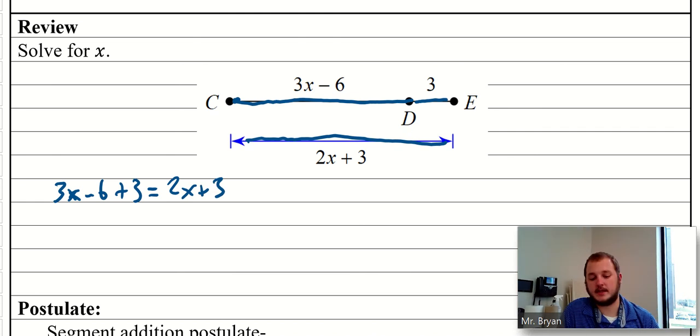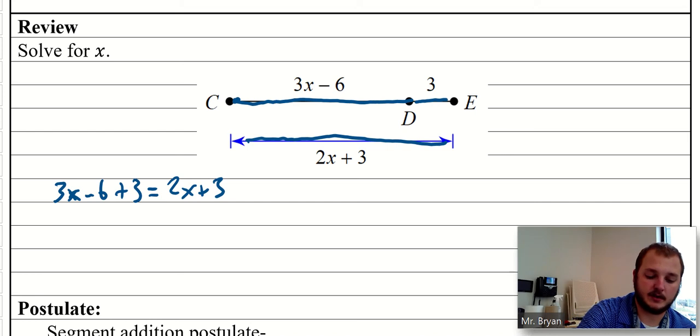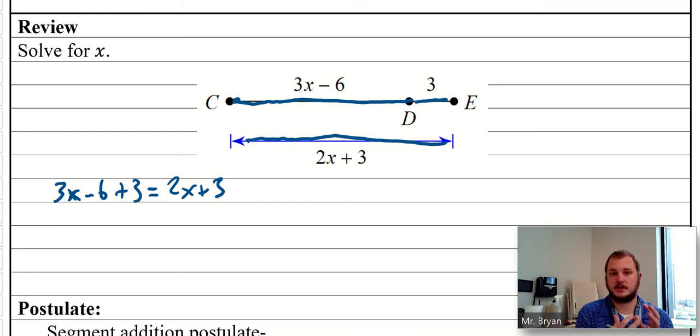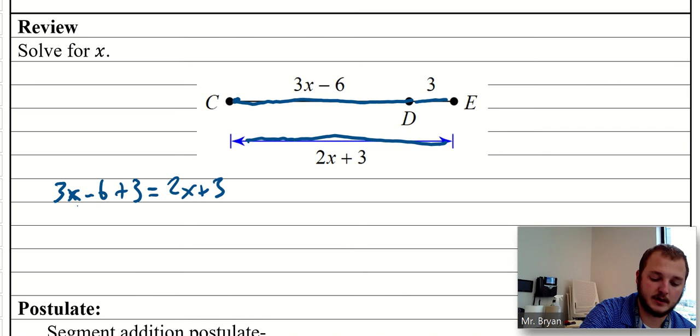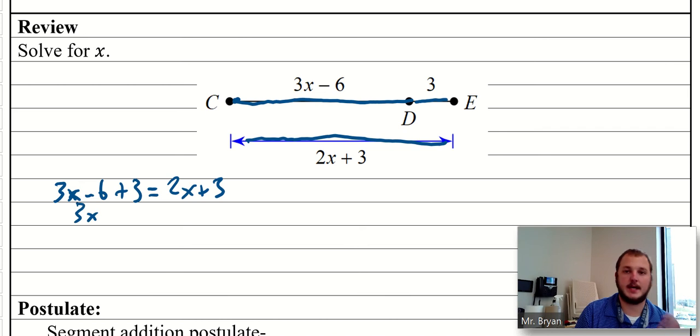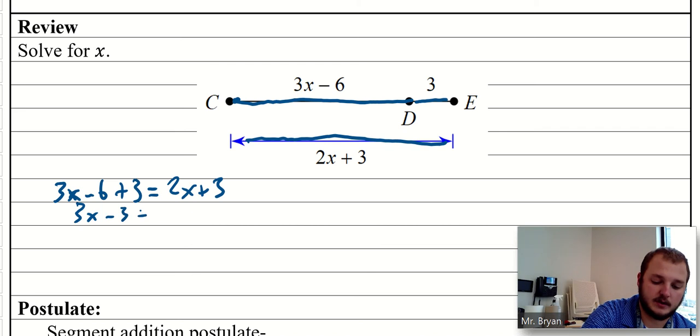So 3x minus 6 plus 3 equals 2x plus 3. And then we can continue to solve like normal. So we have this here. On the left side, I have two numbers that are on the same side of the equation, so I can just combine those here. So 3x, and then when I take a negative 6 plus 3, hopefully we're confident with adding and subtracting negative numbers, this is going to be negative 3, and then equals 2x plus 3.